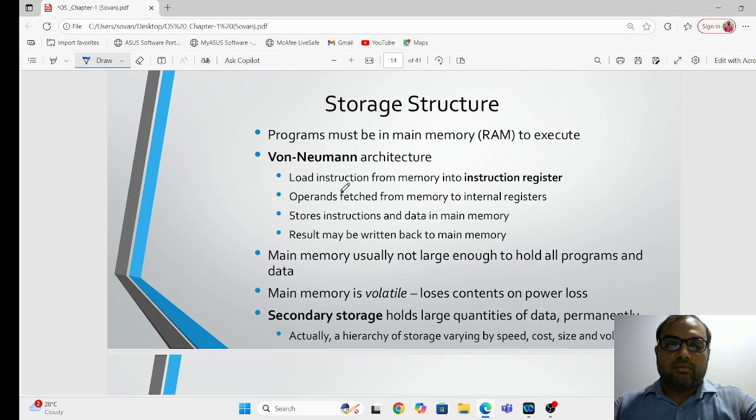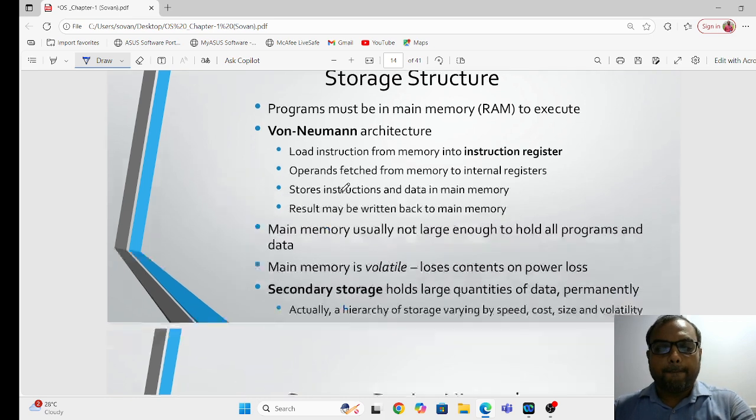Main memory is useful, but it is not large enough to hold all the programs and data, and it is also volatile, as I said: when the power is lost, all the data will be lost. Secondary storage is used for permanent storage and has a huge volume. It is cost effective, but its cost is more than main memory, and its speed is slower than main memory.